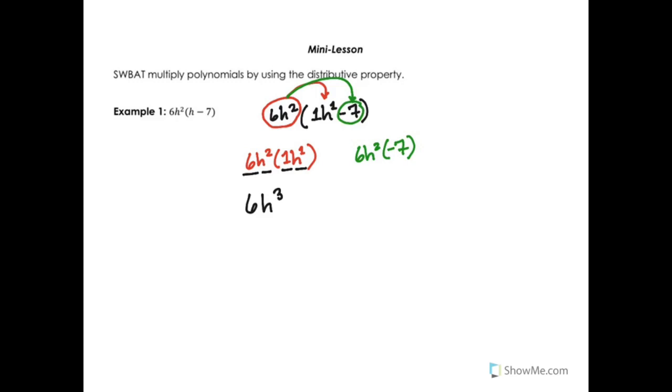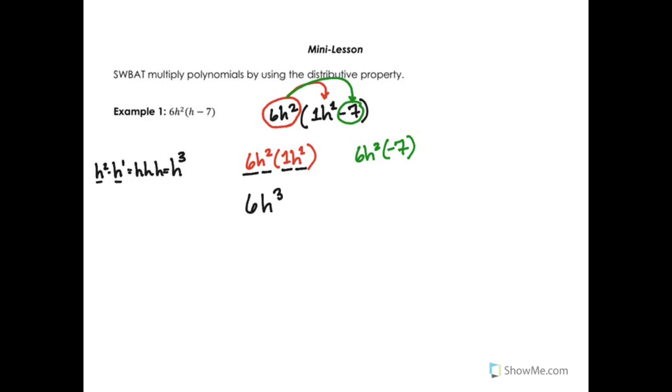And just as a review from our first multiplication lesson, h squared times h to the first, this one means I'm multiplying two h's, and this means I'm multiplying one h. So in total, I'm multiplying three h's over here. So that's h to the third power.